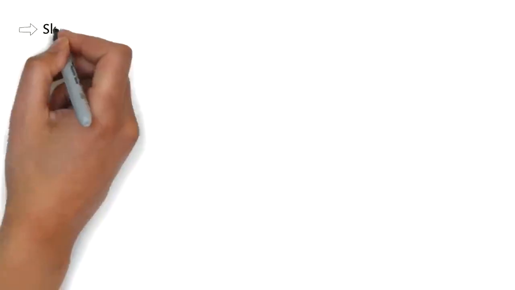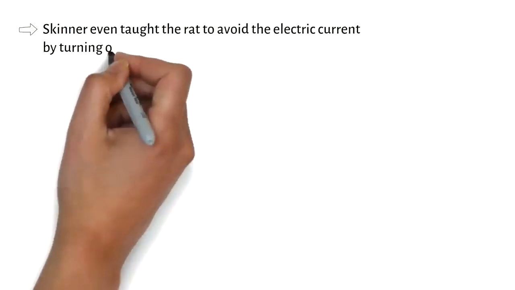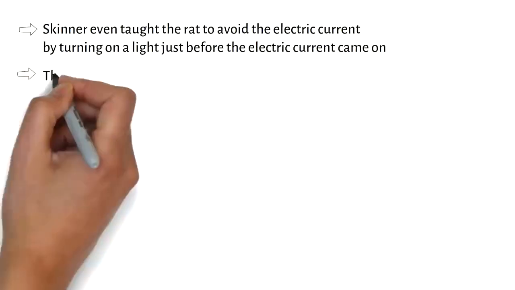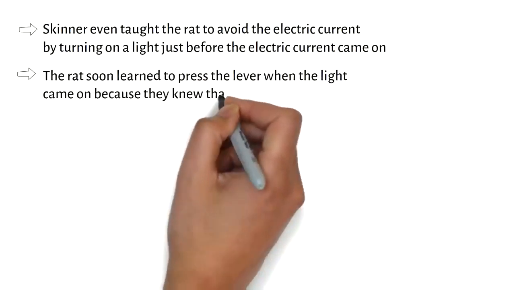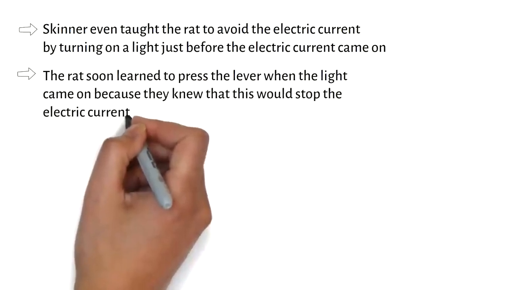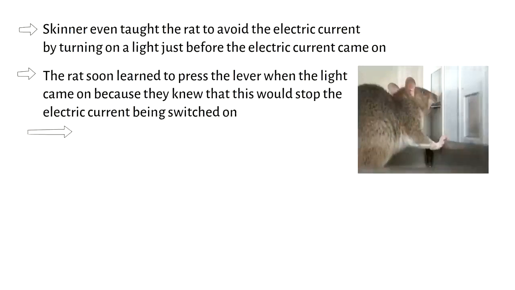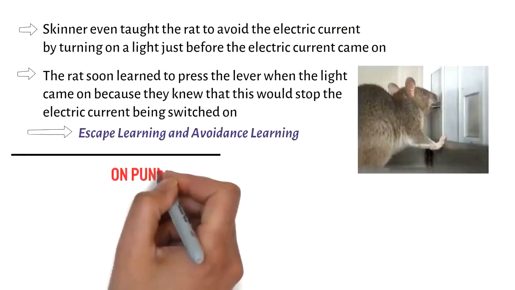In fact, Skinner even taught the rat to avoid the electric current by turning on a light just before the electric current came on. The rat soon learned to press the lever when the light came on because they knew that this would stop the electric current being switched on. These two learned responses are known as escape learning and avoidance learning. On punishment.